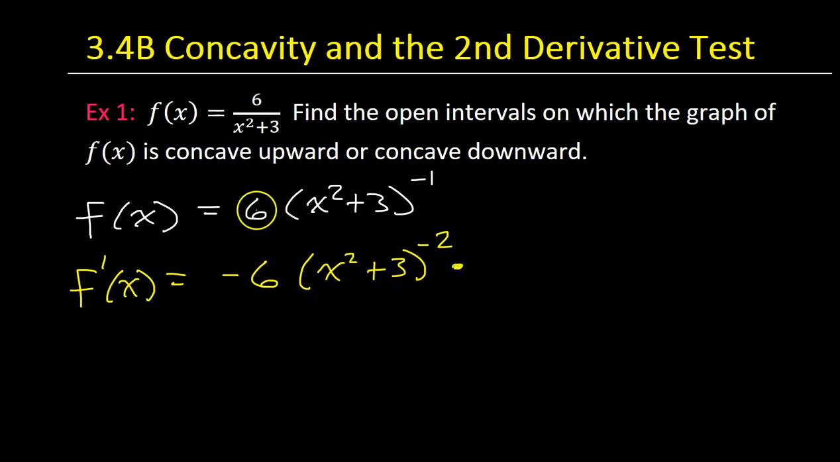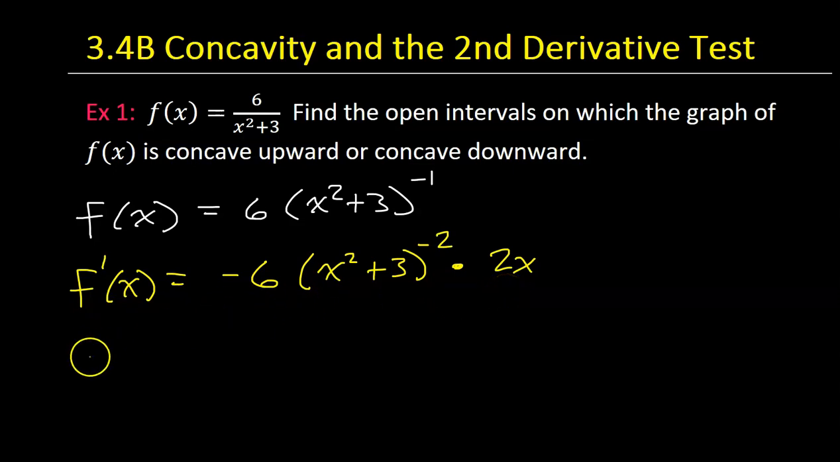Okay, but we have this outer function, and that's what we just did. We did the derivative of the outer function, but now we have the inner function, x squared plus 3. So the chain rule says you have to multiply by the derivative of the inner function. So that's what I'm doing now. 2x. The derivative of x squared plus 3 is simply 2x because of the power rule. So that's it. This is an expression for the first derivative.